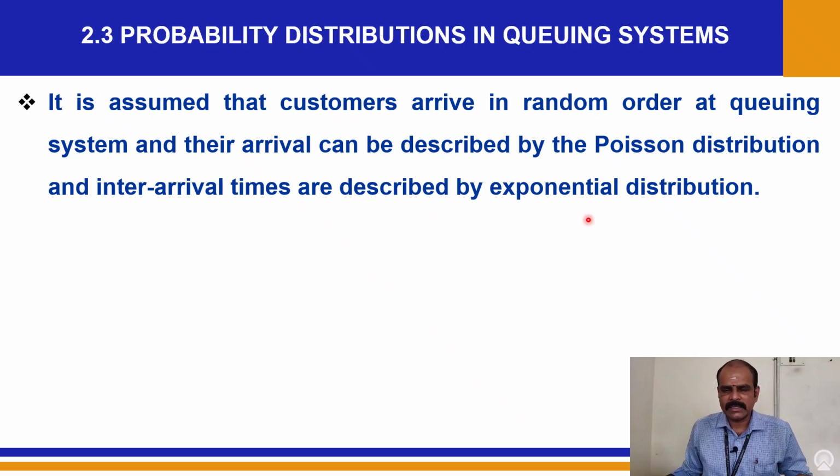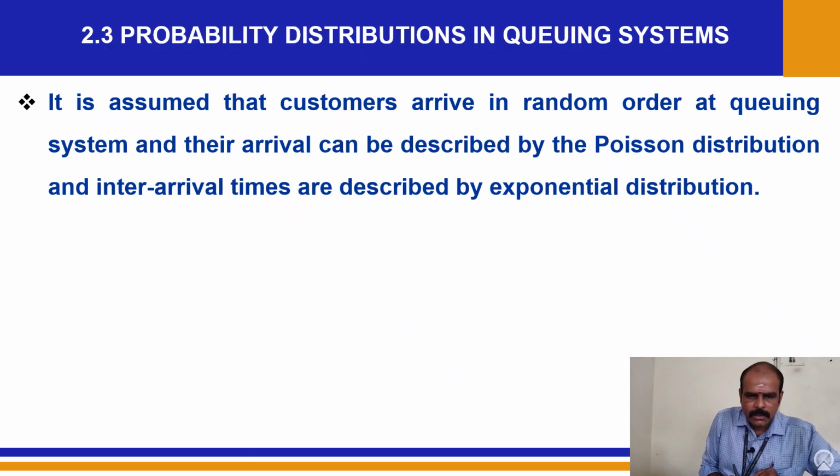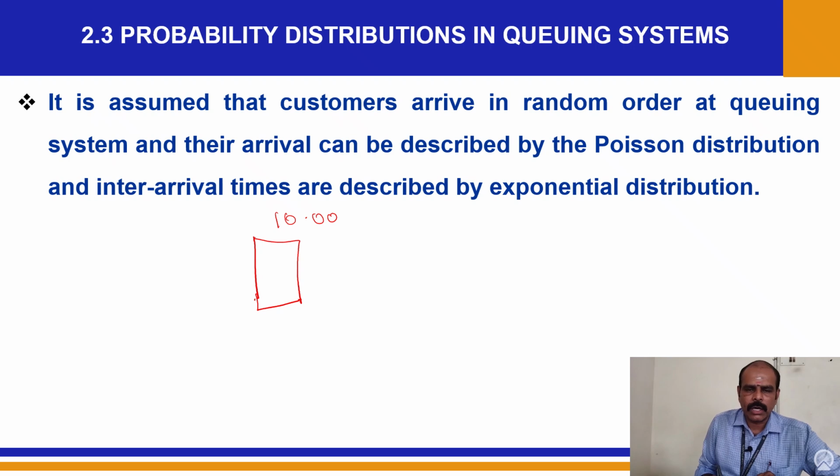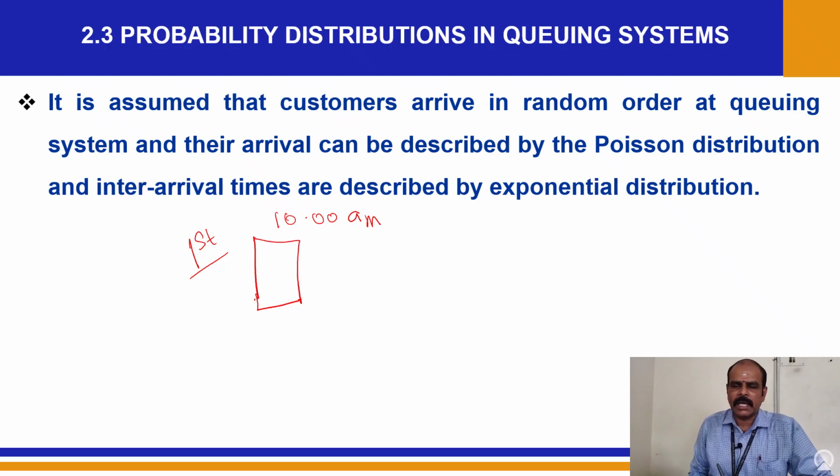Now how to understand this? Let me take you to a very simple example. We have a counter, which might be a food stall or whatever it may be. You have opened the stall at, say, 10 a.m., and we are waiting for the people to come. As of now, no one has come. Now the first customer has made their arrival at some time. Let us not worry about the exact time.